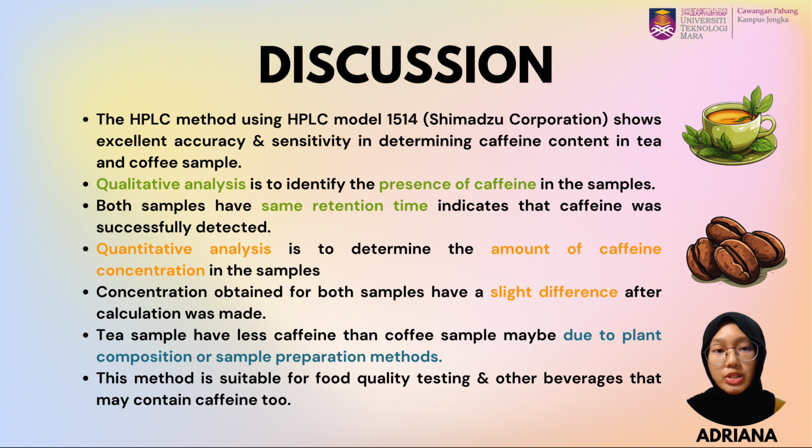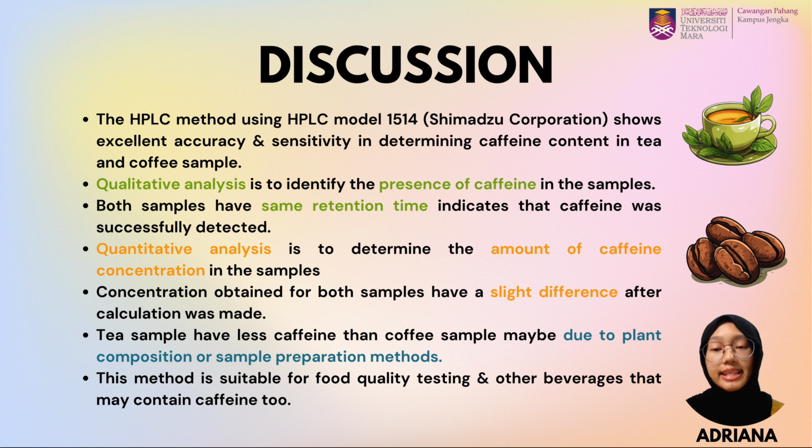Using a standard calibration curve, the caffeine content was quantified. The results show a slight difference in concentration between the two samples, with tea containing less caffeine than coffee. This difference could be attributed to the plant composition or the sample preparation steps, because both samples were processed similarly. Despite the slight difference, the caffeine quantification was accurate and reliable. This shows the precision and sensitivity of the HPLC method.